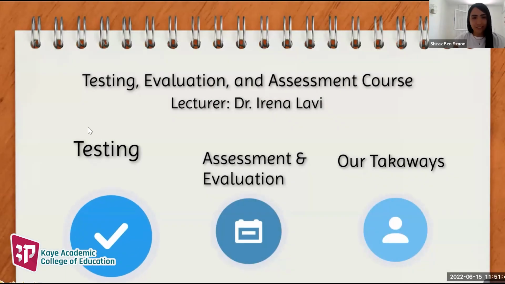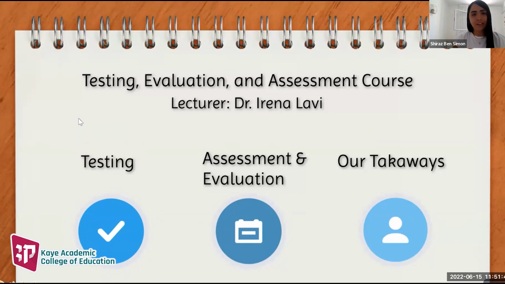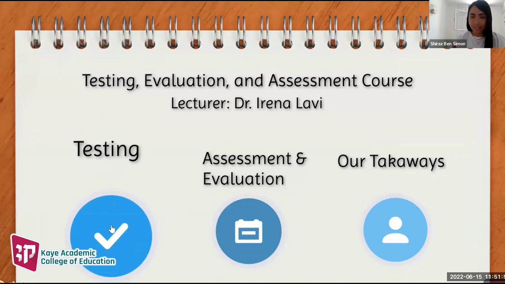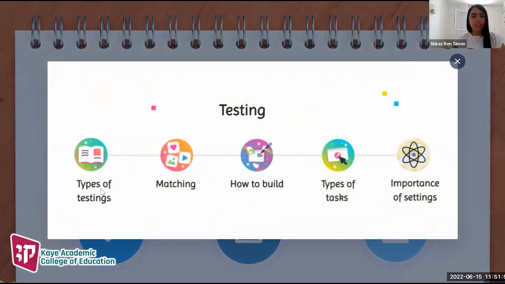As Irena started saying, the course is testing, evaluation, and assessment. We divided our presentation into 3 segments just to really make sure that we are reviewing everything appropriately. So we will start with the testing. So we saw, learned, read about various aspects of testing, and we will briefly explain about each.